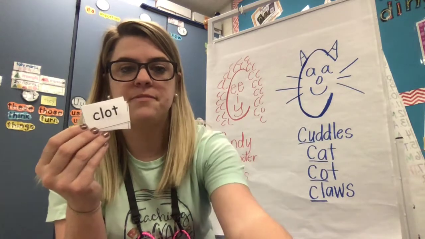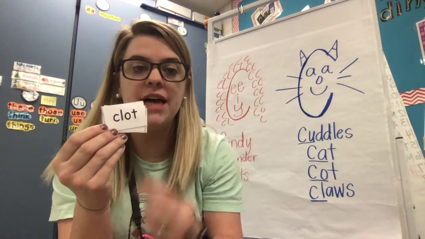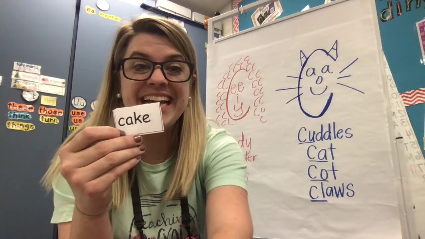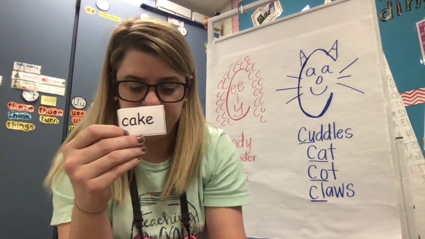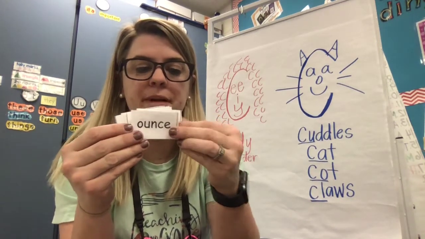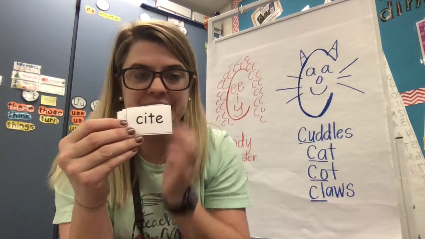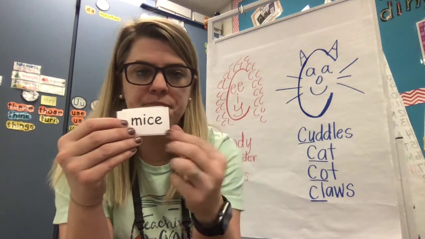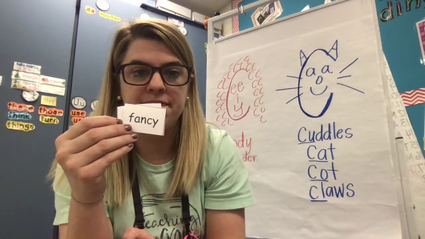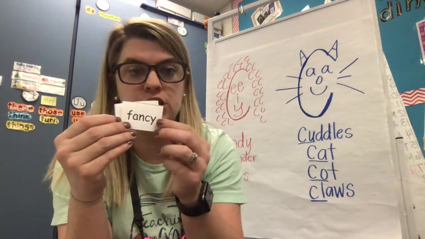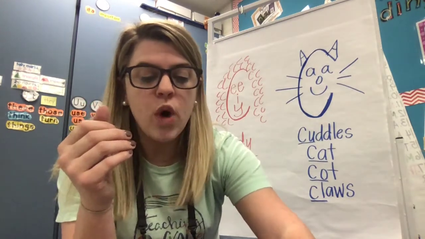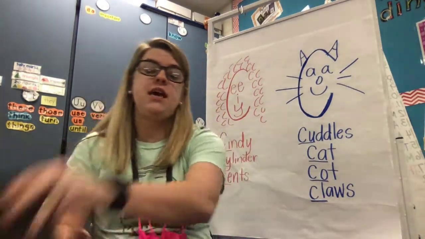City. Clot. Good job. Whoops. We have to do this one. Cake. Good job. Ounce. Ounce is part of that word bounce, right? Sight. Sight. Good job. Mice. Good job. Fancy. Good job. All right. Attic. Good job.